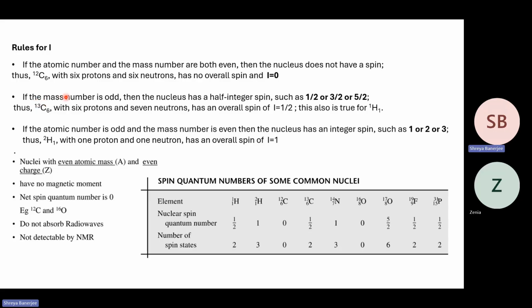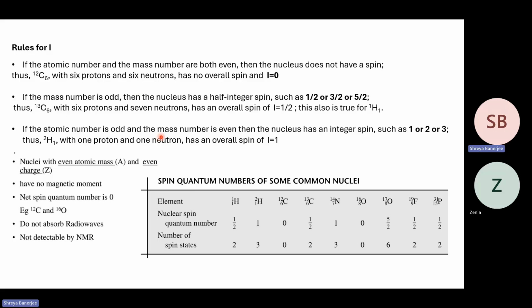Now, if you have an odd mass number, like say 13C6, the heavier isotope of 12C, here the mass number 13 is odd. Then the nucleus has a half-integer spin, like half, 3 by 2 or 5 by 2. 13C has the I value of half. Similarly for 1H, that is hydrogen, the mass number is 1, which is odd, and it has an I value of half. This I value of half is the most common I value in NMR, because normally in NMR we do 1H or 13C most often.